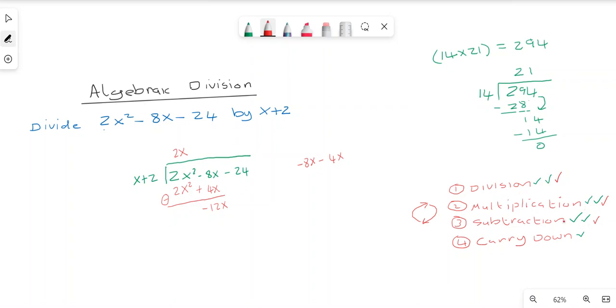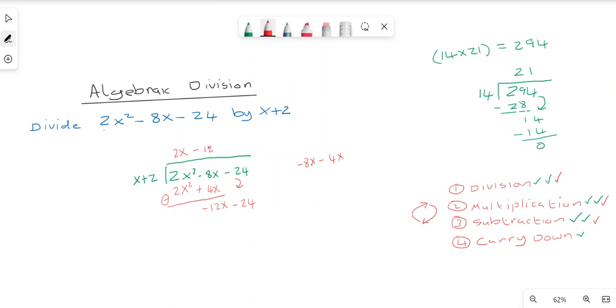So then what we do is the carry down step. So we carry this down here. So it's going to be minus 24. Now what we do is we repeat this cycle and we start at the start again. We do the division step. So again, we take this x here and we divide it by this x term here. So minus 12x divided by x is just going to give me minus 12.